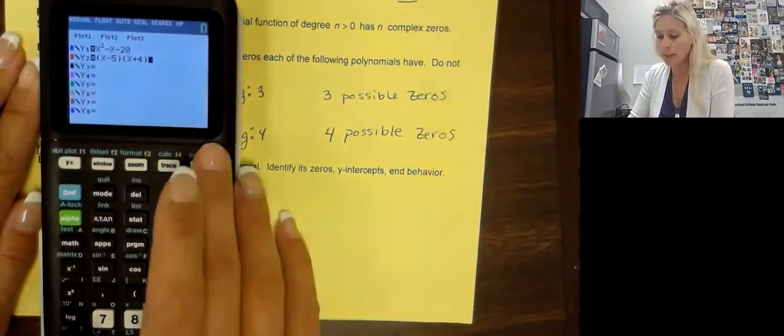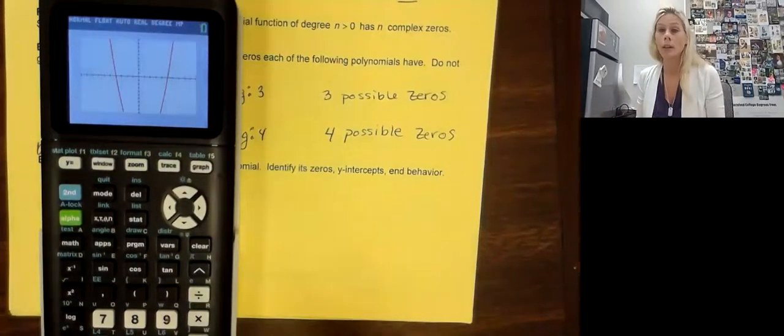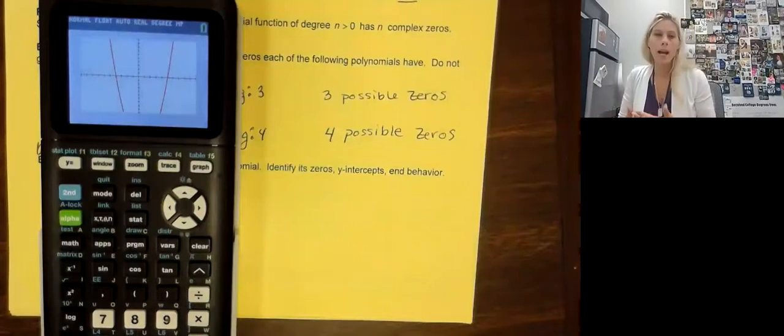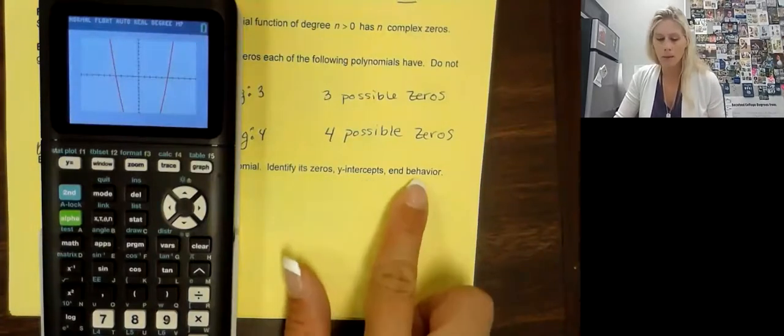Okay, now I'm going to graph again. And if you look, it's right on top of it because it's the same function. Okay, now, as you can see right here in this graph, it's kind of hard to see, but I want you to look at the zeros, the y-intercept, and the end behavior.